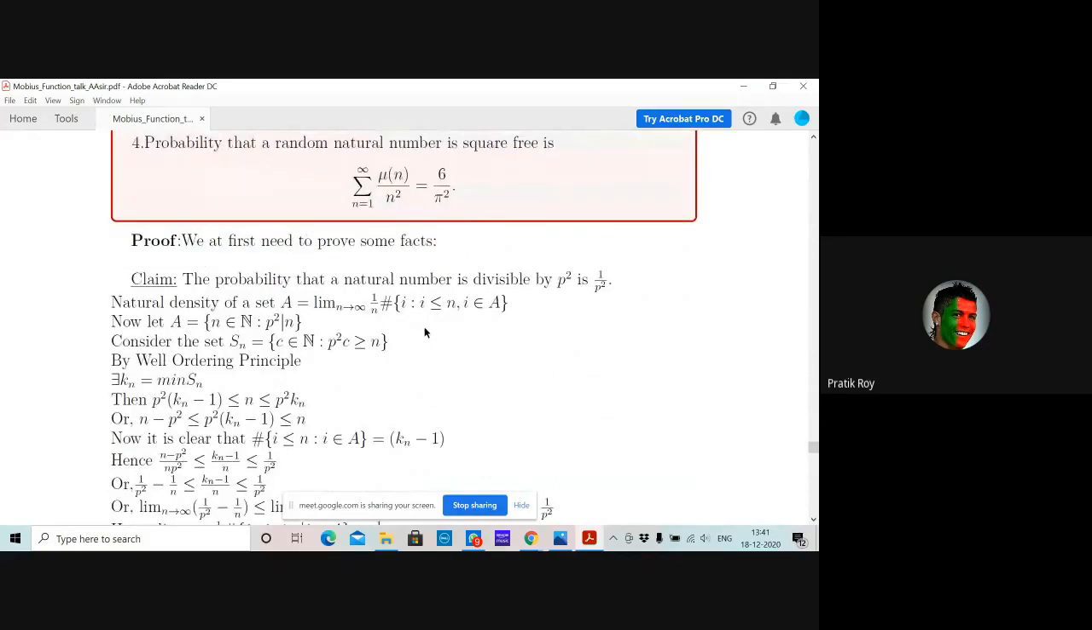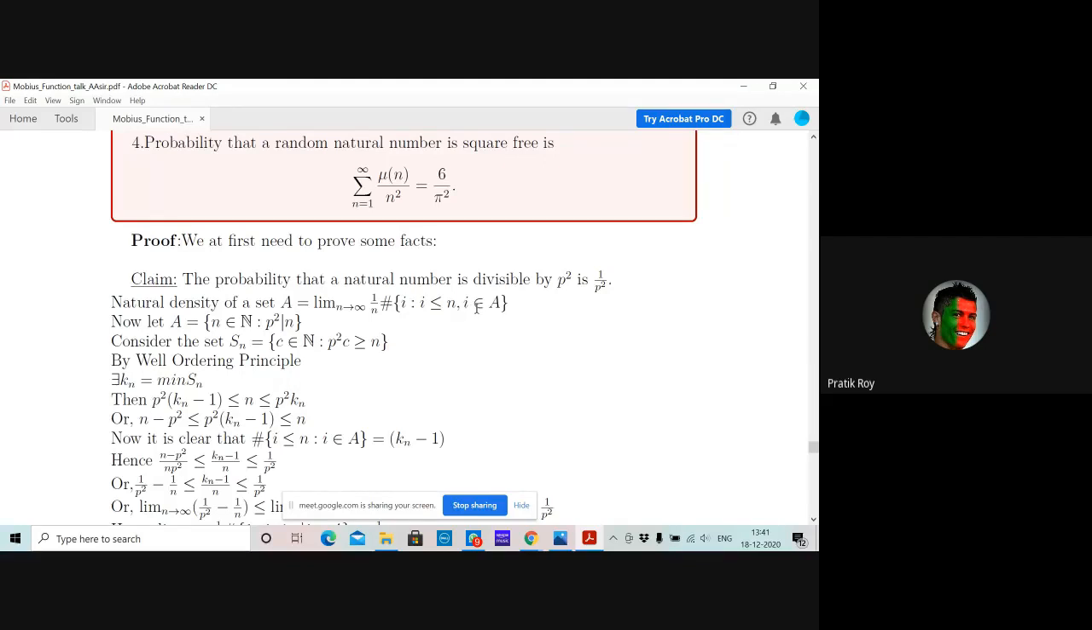So what we are dealing with is that we want to find out the probability that a random natural number is square free. It is 6 by pi square, or the summation over n of mu n by n square. And this 6 by pi square is a very famous expression, because we know that the sum of 1 by n square is pi square by 6, which we have memorized from long ago.